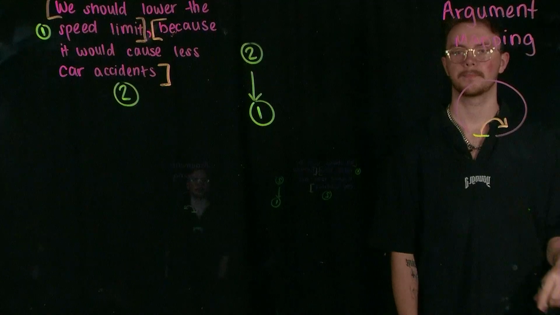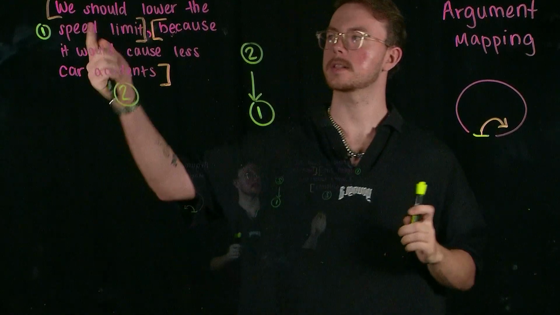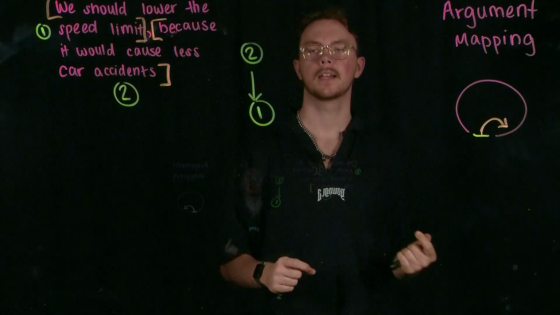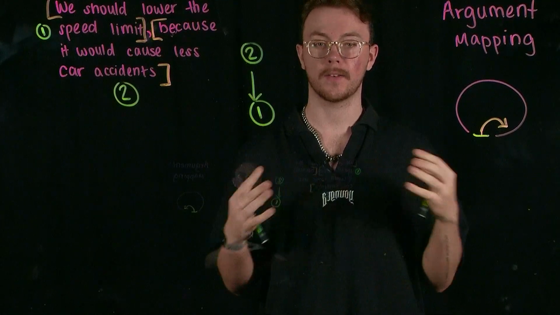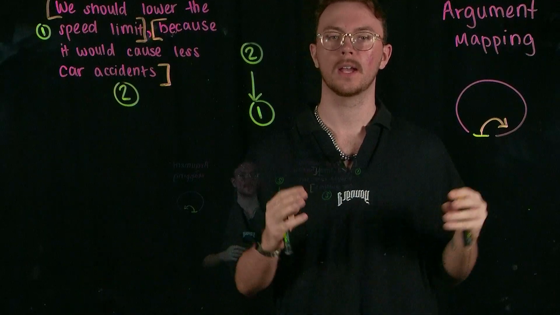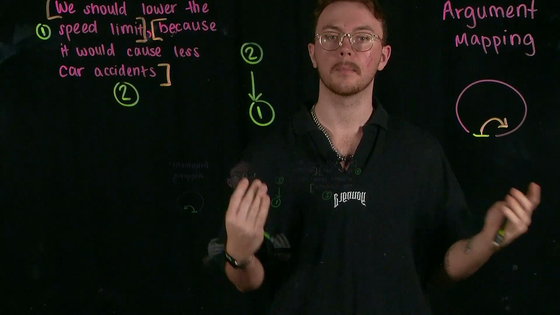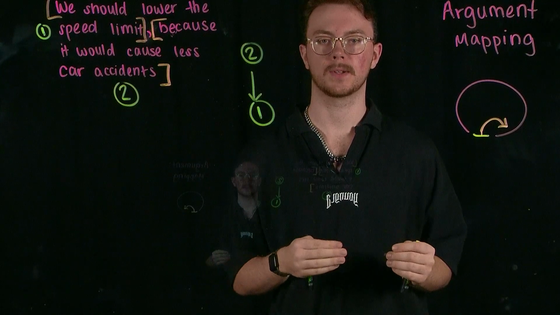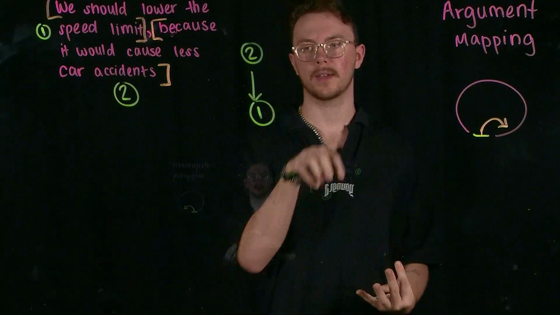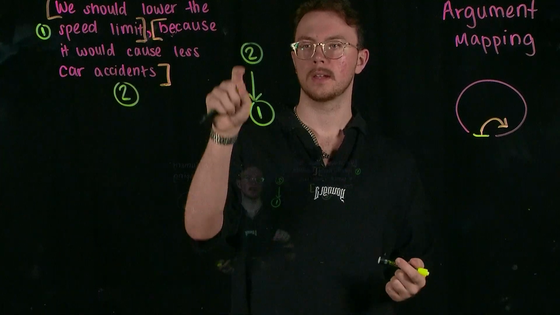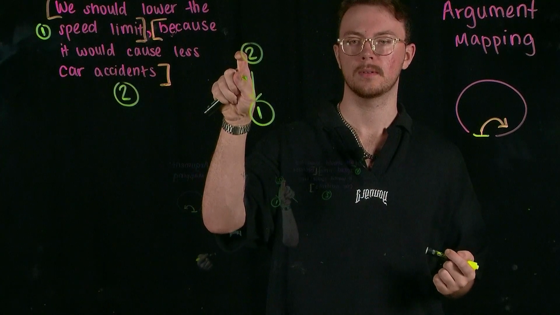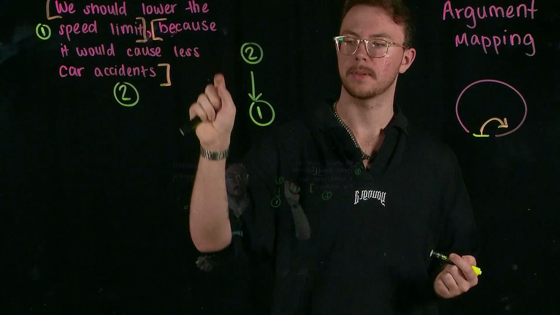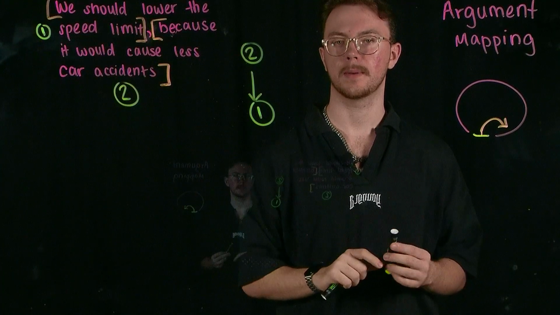That's our argument map. We have two claims here, right? The first claim was we should lower the speed limit. The other claim was it would cause less car accidents. So those claims, just like we identified premises in all of the lectures before, we isolate and then we number them. This claim was given the number one. This claim was given number two. Now I want to know how they interact with each other. Number two, it would cause less car accidents, implied that we should lower the speed limit.